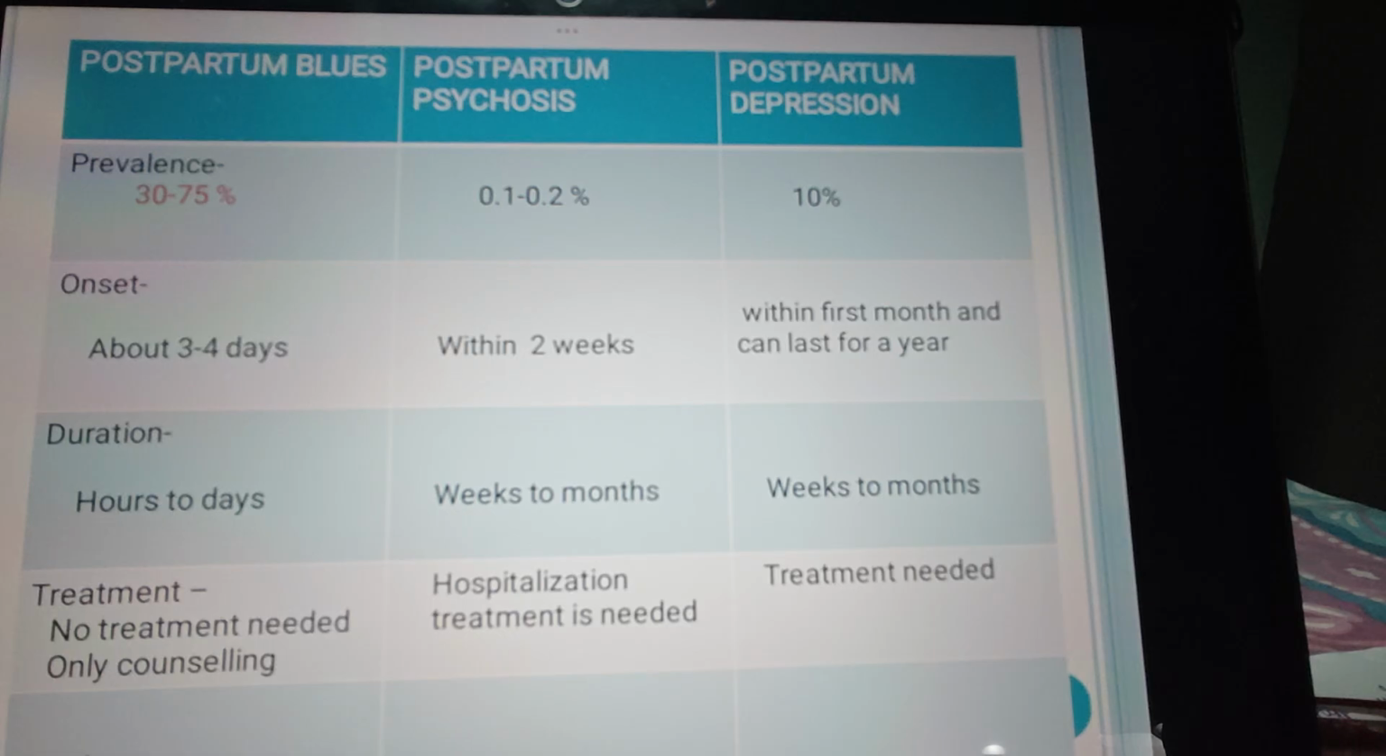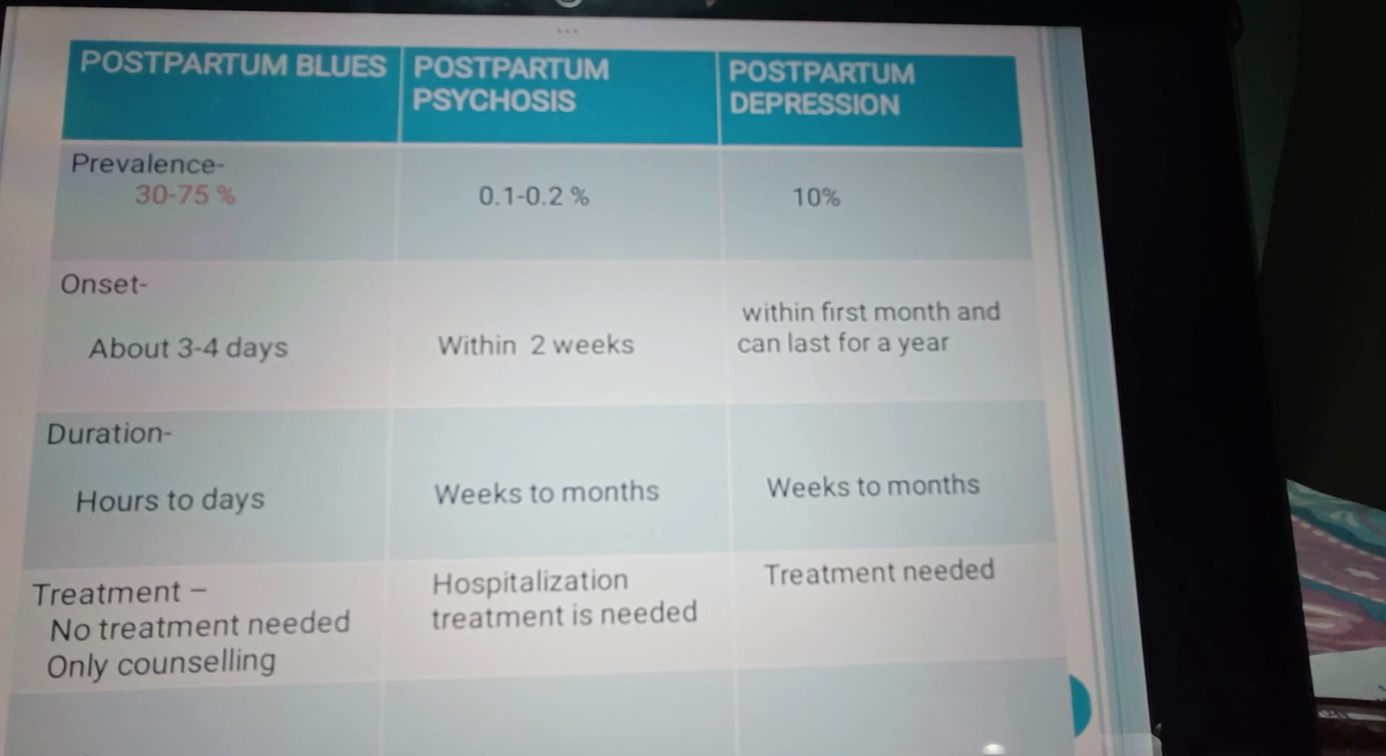So the postpartum blues, the onset is about 3 to 4 days, and it lasts for hours to days, and there is no treatment needed, only counseling is sufficient, and the counseling is done both for the patient and the family members. Now for postpartum psychosis, it takes around 2 weeks, means when the uterus is involuted. So after the uterus is involuted, this postpartum psychosis can start, and it can last from weeks to months, and for this psychosis, hospitalization and immediate treatment is needed.